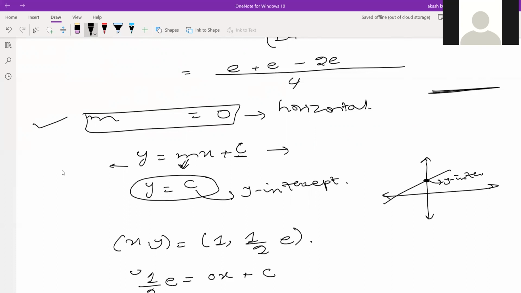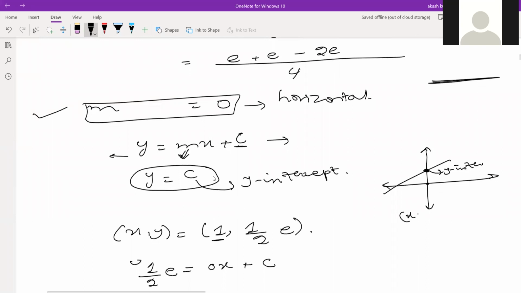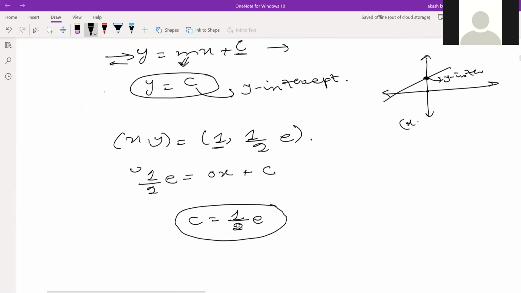But we have been given a point where x is 1, but we have to find the value of y where x is 0. So what we'll be doing is putting the point given to us, 1 comma half e, into this equation. Okay, so y is half e, m is 0, which will make the x term 0 ultimately, and we'll be getting the value of c. C value is half e, right? But we only used one, right? Yes, and now putting this value into this equation, y will be half e. That is the equation of the line.